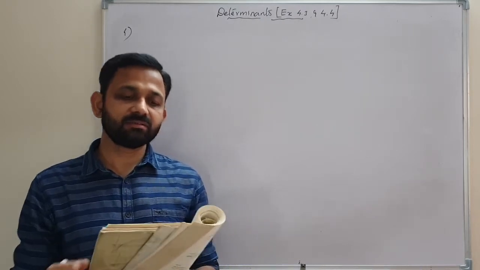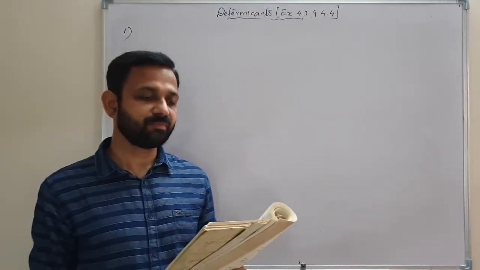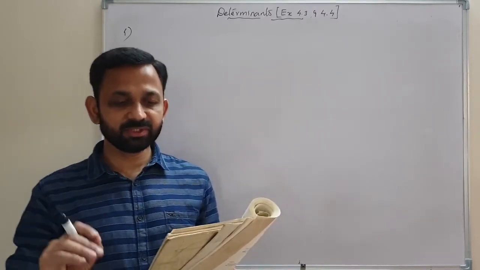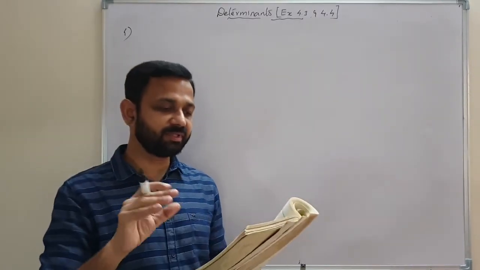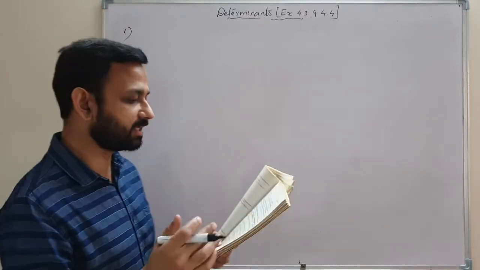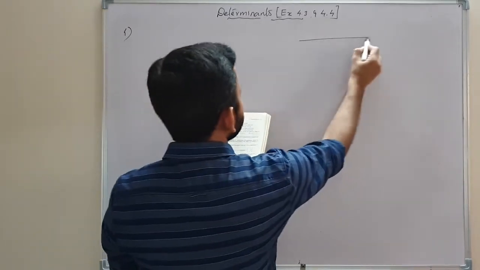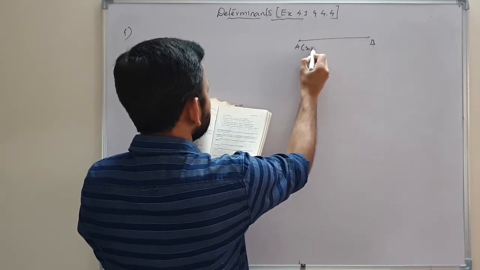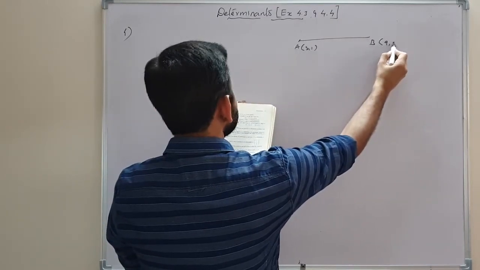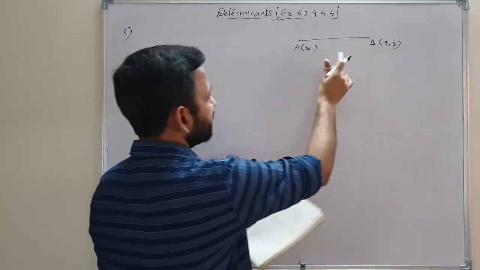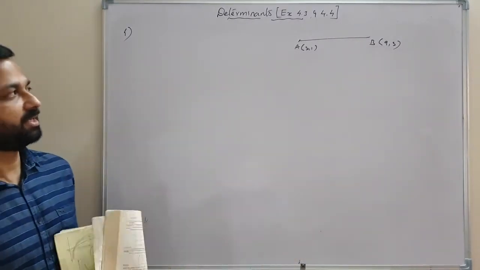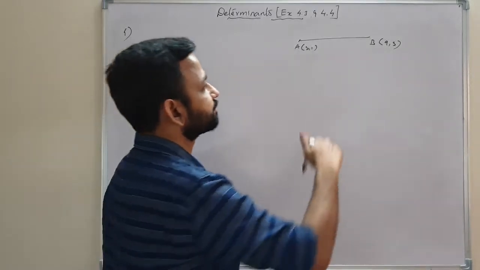Find the equation of the line joining (3, 1) and (9, 3) using determinants. We need to find the equation of AB, the line segment AB joining (3, 1) and (9, 3).